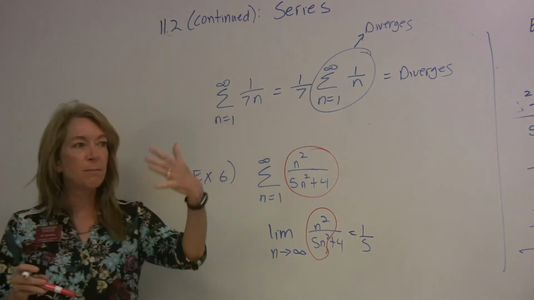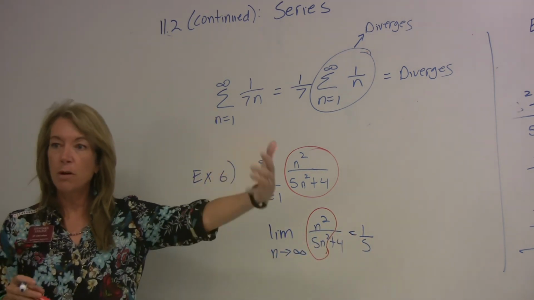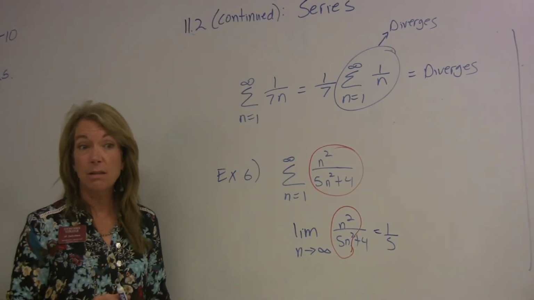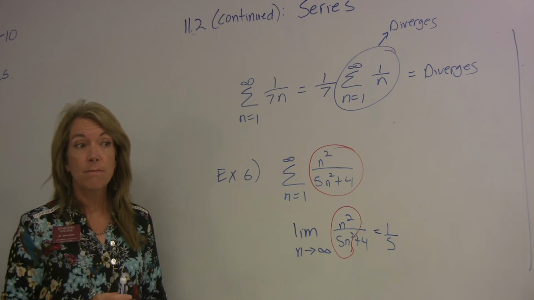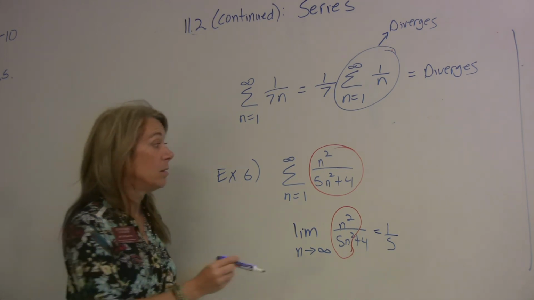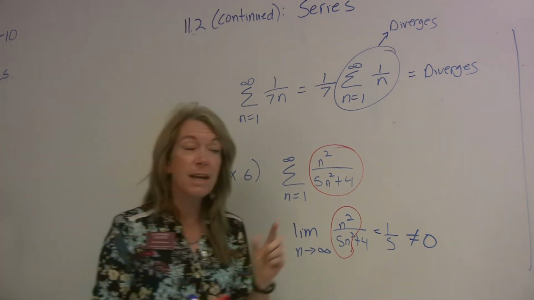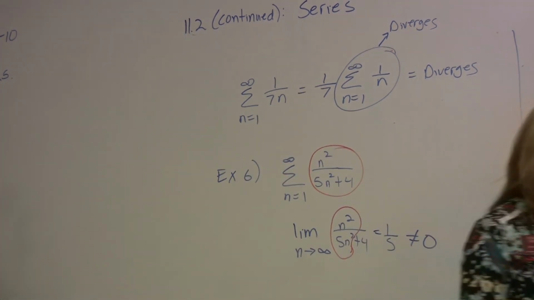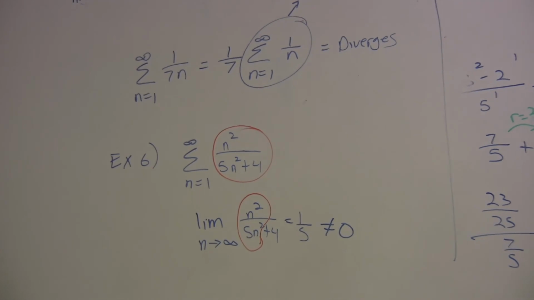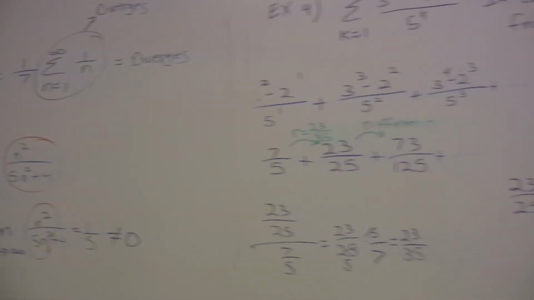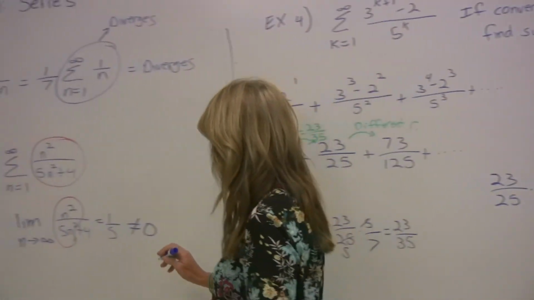So if I list terms forever, the more I list, the closer they get to 1/5. What does that tell me about the series? It diverges. This is not equal to 0. Remember the divergence test. If those terms are not approaching 0, you're guaranteed it diverges. Only if it goes to 0 can we then check for convergence, which we're going to do next week, because you guys have heard about this.